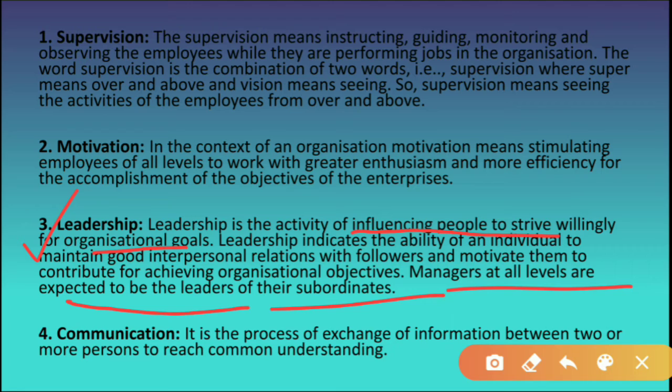See, leadership, what is leadership, students? Leadership is an activity which helps to influence the people. किसी भी people को influence करना ताकि वो organizational goals को achieve कर पाएँ. Students, generally इसमें क्या बोला गया है? Managers at all the levels are expected to be the leaders of their subordinate. Here the managers at all the levels, managers of the top level, managers of the middle level, and the managers of the lower level, they should act as a leader for their subordinate.